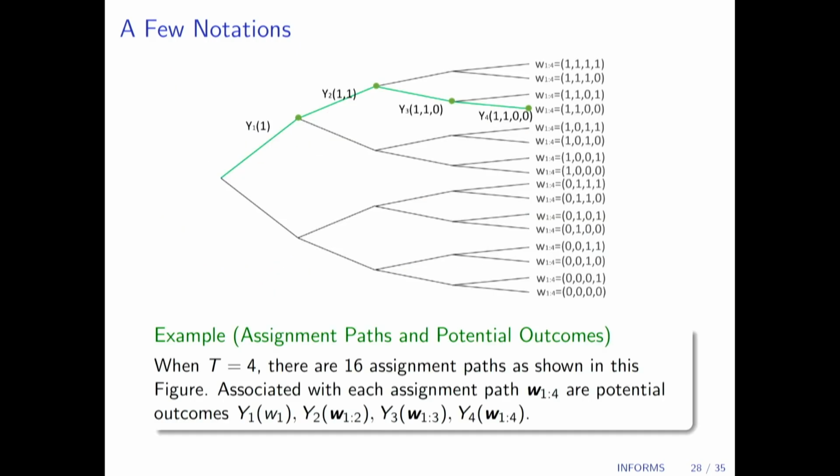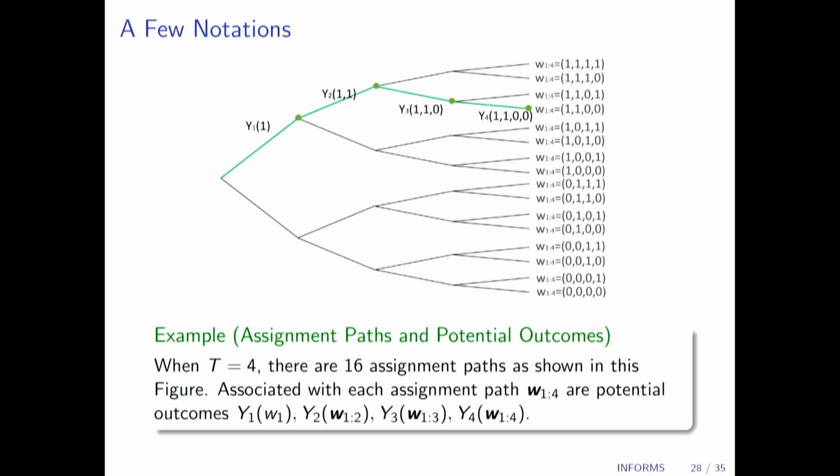And now let's look at what the potential outcomes are and what the assignment vectors are. I'm going to refer to this assignment vector as the assignment path, because it's a path from period 1 to the last period. This is a simple illustration of 4 periods. Every period, we can either do treatment or control. So there are a total of 2 to the 4, which is equal to 16 assignment paths.